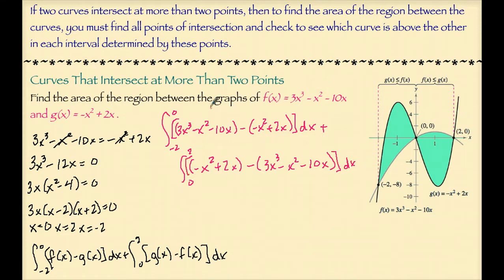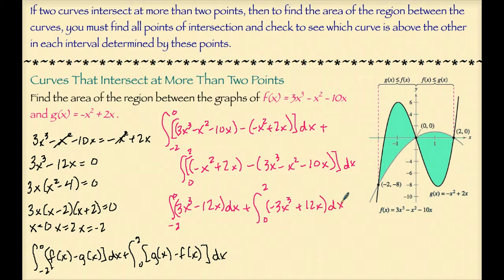Let's simplify our integrands. This is going to be 3x cubed, and then -x squared plus x squared cancels the x squared terms. -10x minus 2x gives us -12x dx. That's our first integrand, and we'll be integrating from -2 to 0. In the second integrand, from 0 to 2, we'll have -3x cubed, the -x squared plus x squared cancels again, and here we're going to have 2x minus a -10x, which is 12x. So this integrand will be -3x cubed plus 12x dx.